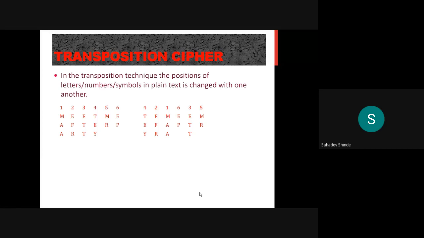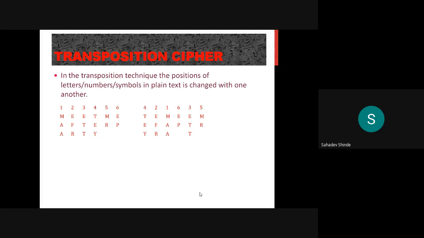In the transposition technique, the positions of letters, numbers, and symbols in the plain text are changed with one another. It is very clearly defined: whatever letters, numbers, and symbols we use in the plain text, we just change their positions. Changing the position means we just rearrange the characters of the plain text.